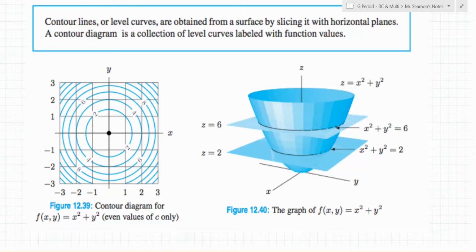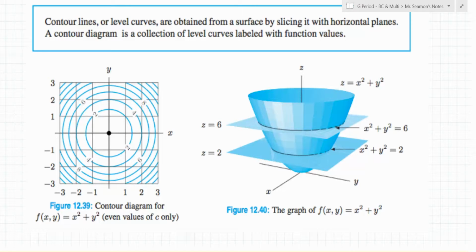So what's going on here? We're making horizontal slices. Here's one where z is 2. Here's one where z is 6. What shape are we going to get every time we slice it? A circle. Imagine each circle floating in space, and then what do you do with all those circles? They go down to the floor. So what do we get?